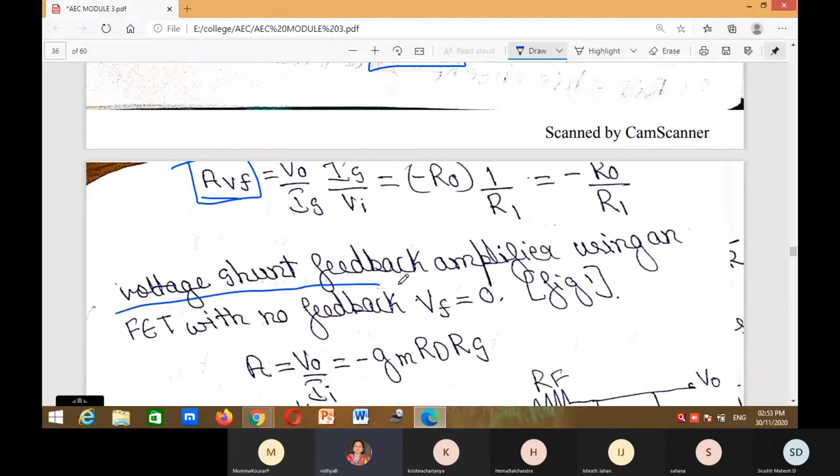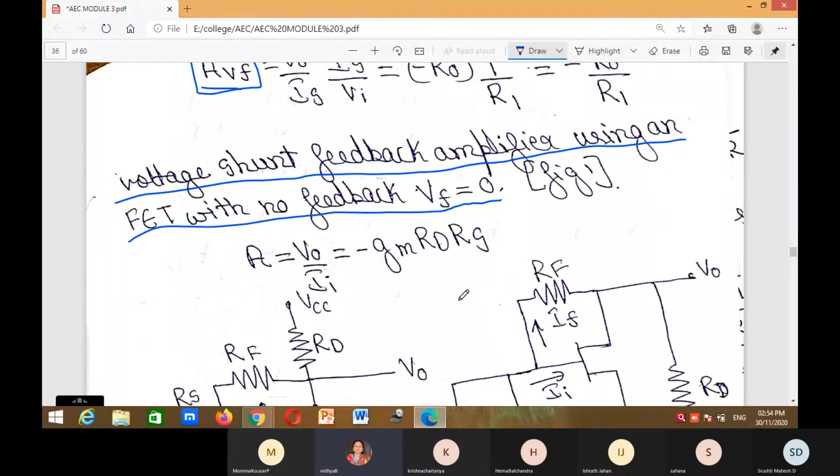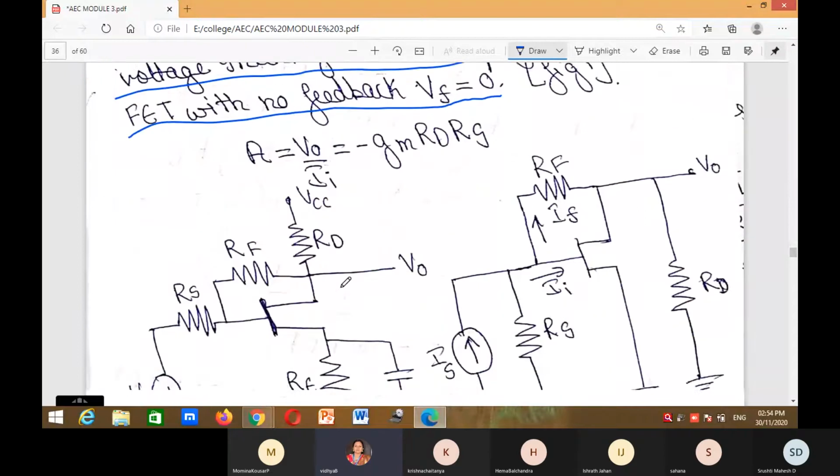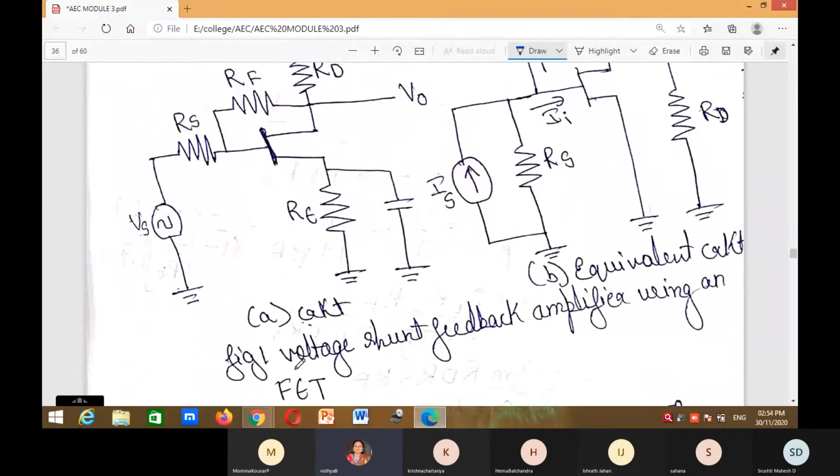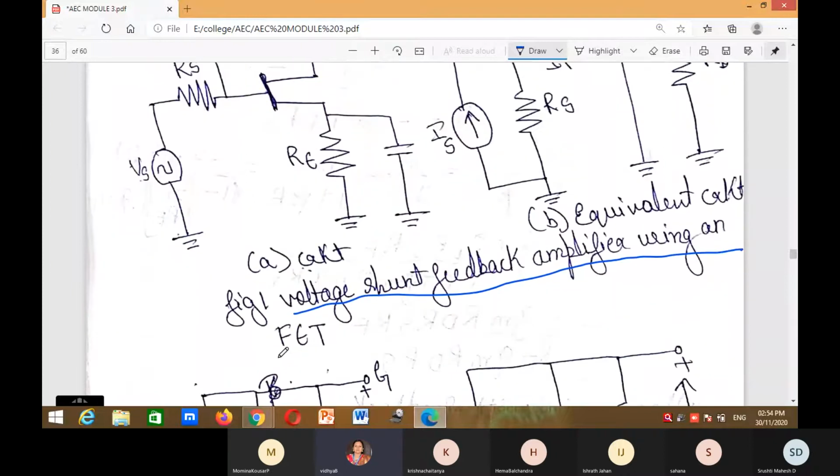Next, voltage shunt feedback amplifier using an FET with no feedback, that is Vf is equal to 0. Here we have considered no feedback, Vf is 0, and A is equal to V naught divided by Ii. This is the circuit of the voltage shunt feedback amplifier using an FET.